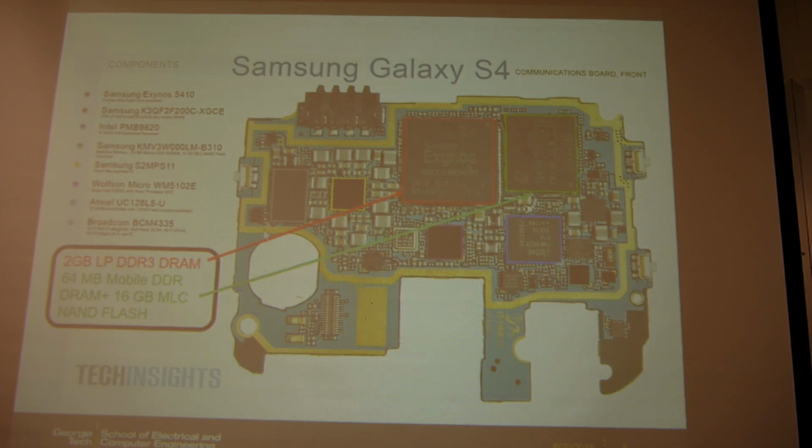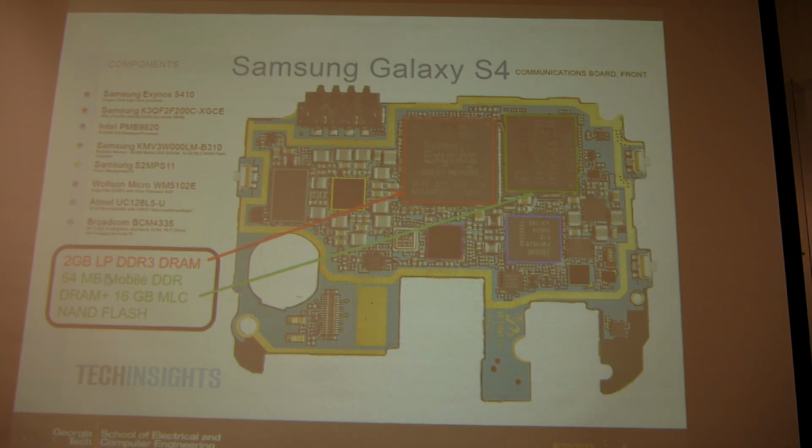So this is the DRAM, and then this green block here is 64 megabyte mobile DDR DRAM plus 16 gigabyte MLC NAND flash. So this is another co-package here. There is a small DRAM packaged with the 16 gigabyte NAND flash in this green module. So these are the major blocks on this circuit board.